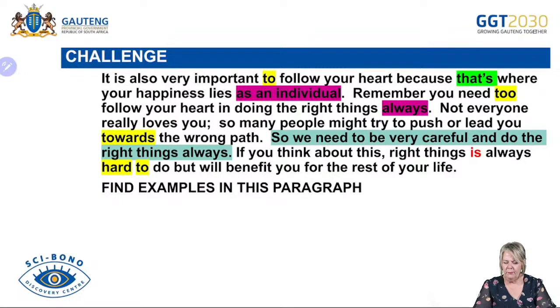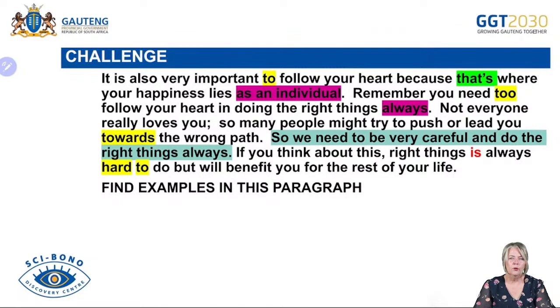Keep it simple. "Remember, you need to follow your heart and do the right things always." Remember, that word "always" needs to be in the right position. And then the next word, "towards." Are they leading you towards the wrong path, or are they leading you down the wrong path? Just asking. Make sure that your preposition is correct. "So we need to be very careful and do the right things always." That is a repetition of a previous sentence. We don't need that. It takes up too many words that we could have used in a more positive way.